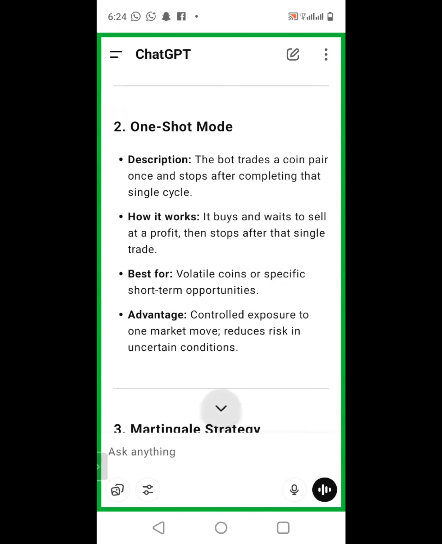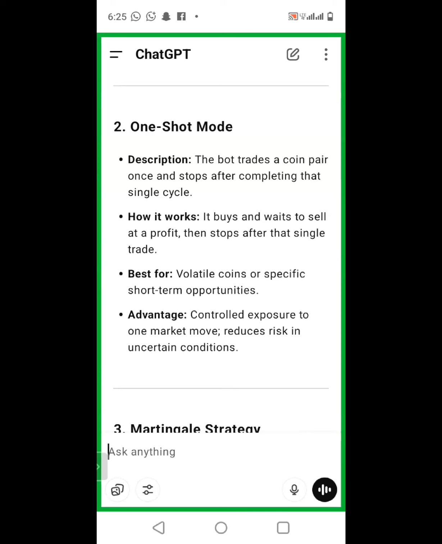Now for one shot, what is its description? The bot trades a coin pair once and stops after completing that single circle for you. How it works is that it buys and waits to sell at a profit, then stops after that single trade. I believe we all understand this. So that is the difference between circle and one shot.